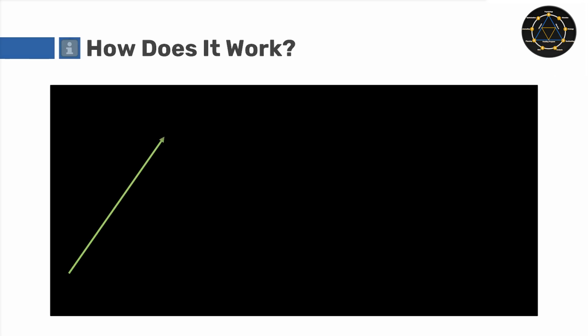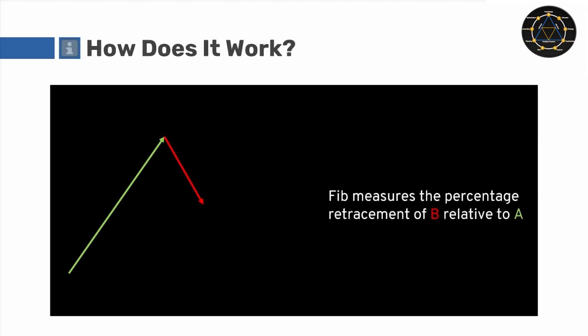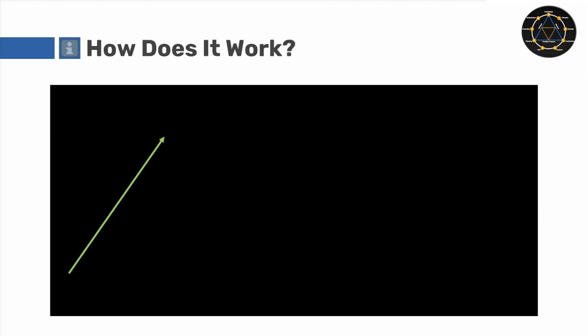Now, here's an A, and here's a B. So there's our initial A movement, and there's our pullback. So we're measuring the percentage retracement of B relative to A. Now, that's 100%, and that's 0%. So think why that is. If you retrace all the way down to the low, you've retraced 100% of the A. And when you're at the high, you've retraced nothing because it's not come down yet.